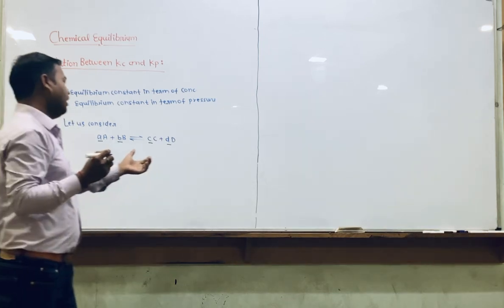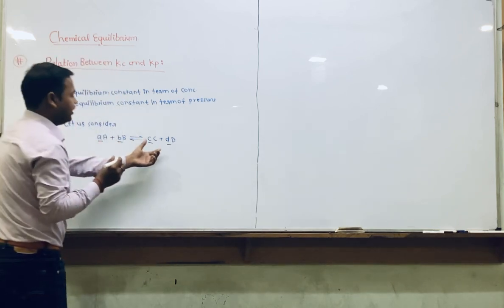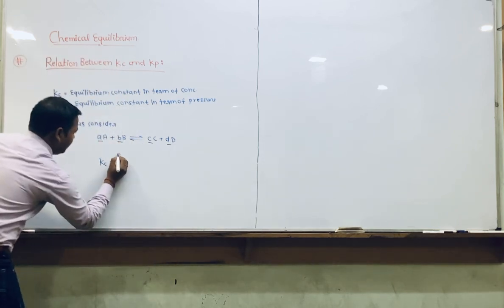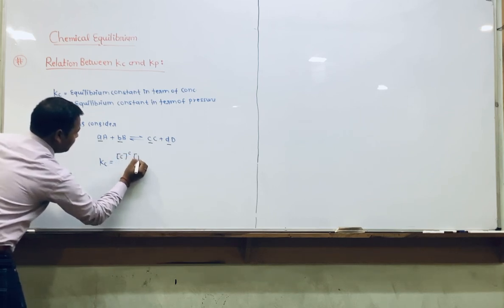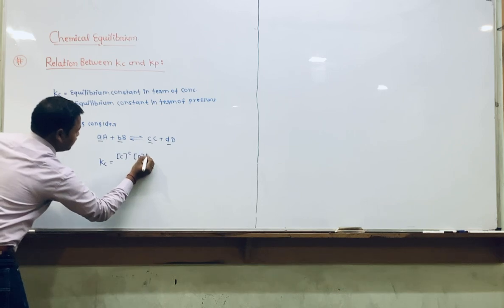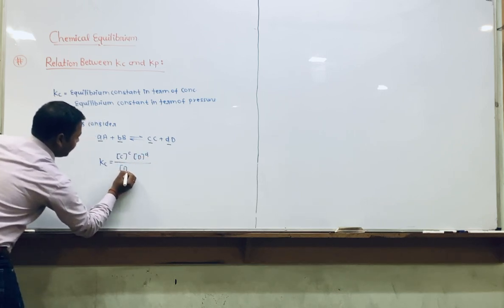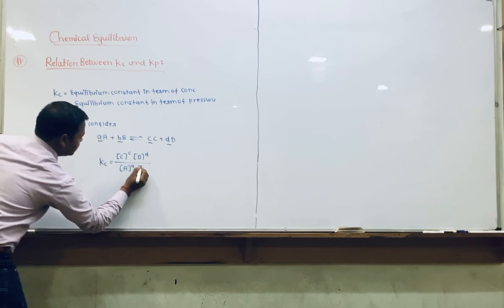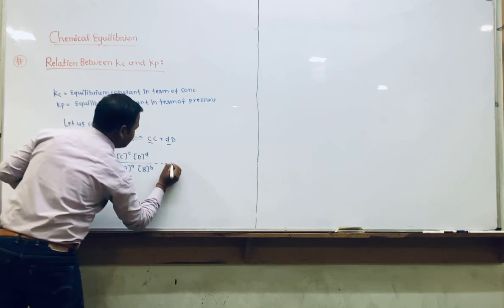As we know, for this reaction we can write Kc equal to concentration of C to the power c and concentration of D to the power d, upon concentration of A to the power a and concentration of B to the power b. We assume this is equation number 1.